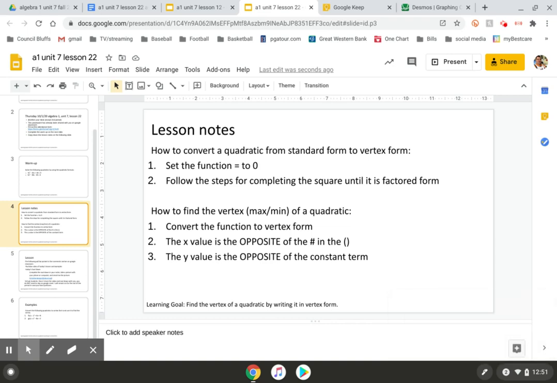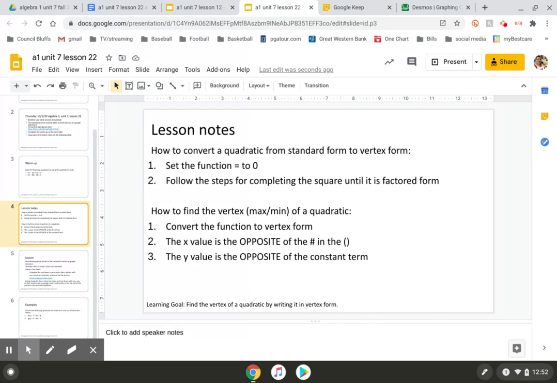All right, we are jumping ahead again. This is the final lesson that we're going to do in Algebra 1, Unit 7. We are doing lesson 22 now. And in this lesson, we're going to learn about what we call the vertex of a quadratic.